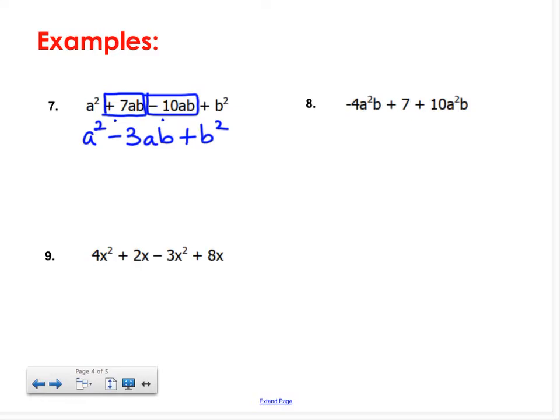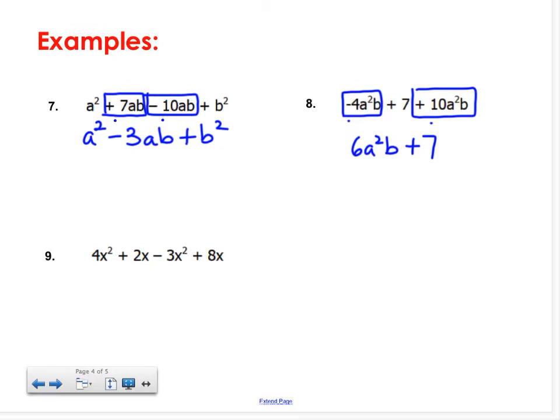Next, 8. We've got an a squared b term and another a squared b term. All right? We can combine these. Negative 4 plus 10 is 6a squared b. And then we bring down the plus 7. And that's it. That's as good as we can get.